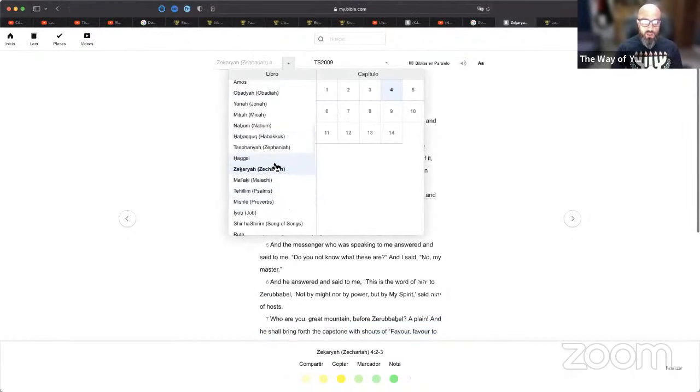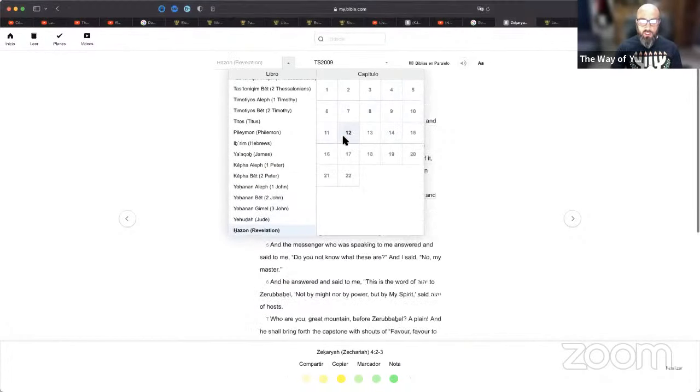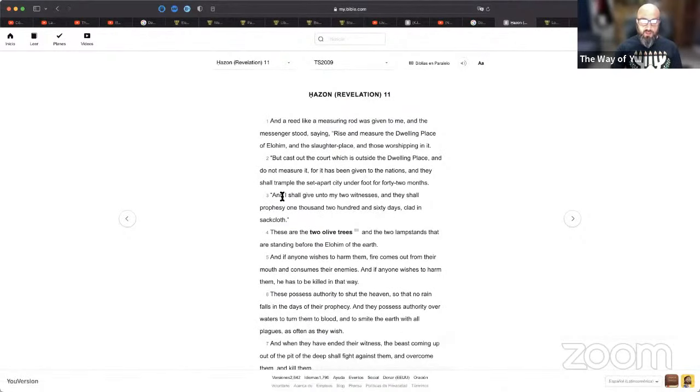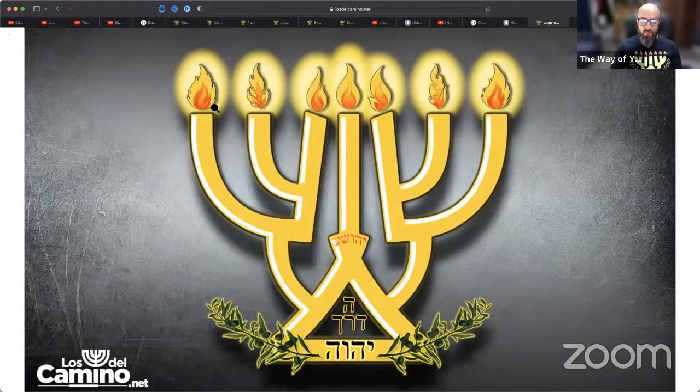But if we go real quick to Revelation 11, verse 3, it says, and I shall give unto my 2 witnesses, and they shall prophesy 1,260 days, clad in sackcloth. These are the 2 olive trees and the 2 lampstands that are standing before the Elohim of the earth. So here we have the menorah, 7 lamps, and the 2 olive trees represented by these 2 branches.